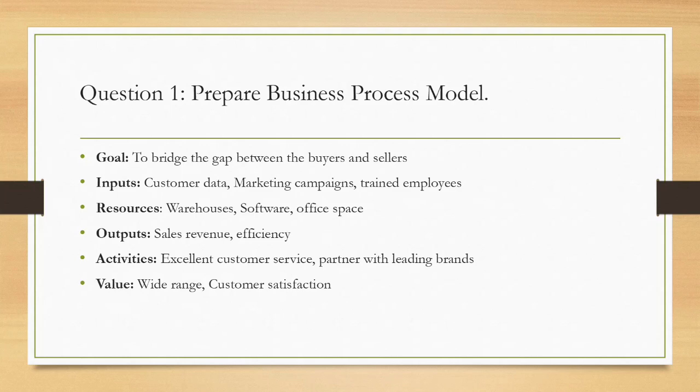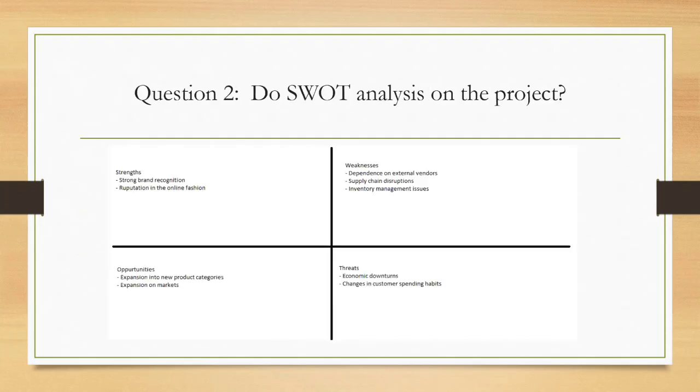So the first question is about a business process model, and you need to write down, based on whatever case study you got, your goal, inputs, resources, outputs, activities, and value created for the end customer. And the next question is the SWOT analysis.